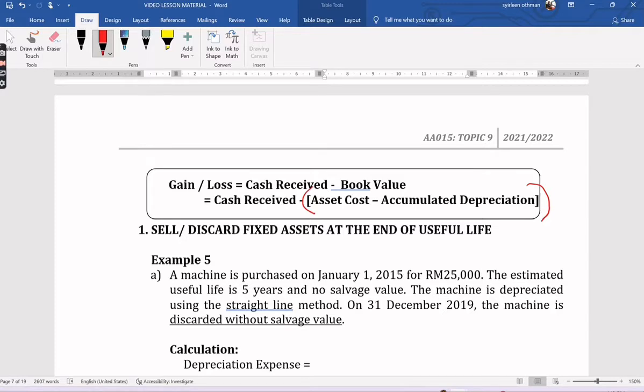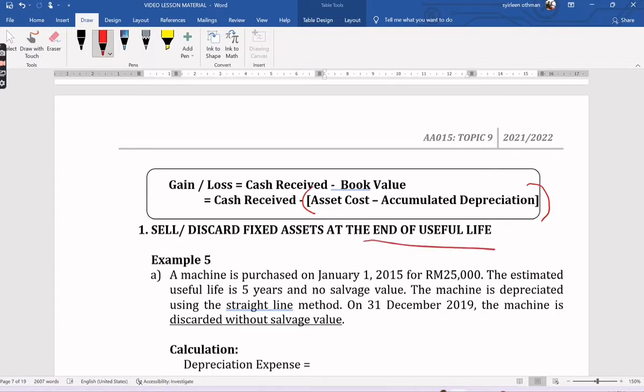Okay, alright. Machine is depreciated using straight line method. That means kita kira sekali saja cukup. We will use the same amount for the consecutive years. So that means the first year from 2015, 2016, 17, 18 and 2019, the depreciation expense remain the same amount. Okay, and then on 31st of December 2019, the machine is discarded without any salvage value. That means kita faham lah, is when it is discarded without salvage value, that means we are discarding the machine, okay, at the end of its useful life.